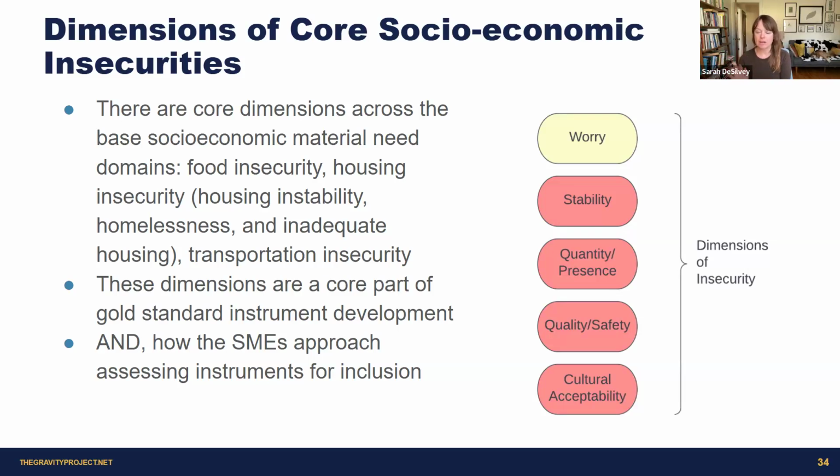So these are the things we consider when instruments are developed: does the instrument assess all of these elements? Those dimensions are a core part of gold standard instrument development, as I mentioned, and they're a core part of everything Gravity does, because we try to build concepts and find instruments that measure all of these things. And they're how the SMEs approach assessing instruments for inclusion, right? We might find face valid an instrument that only assesses the absence of something, but we recognize that we might be missing the worry and stability elements in that approach. And again, the gold standard ensures that it has all of these elements rolled in. You can see that in the USDA module and in the Housing Insecurity Index.